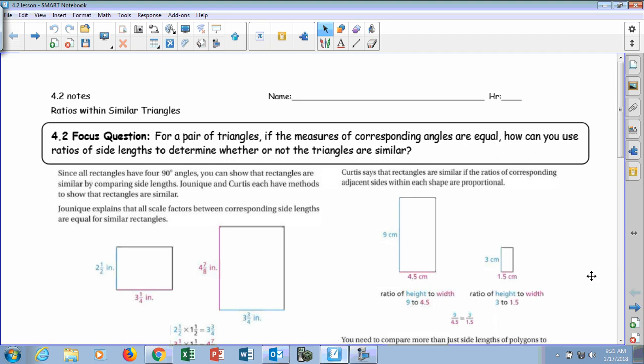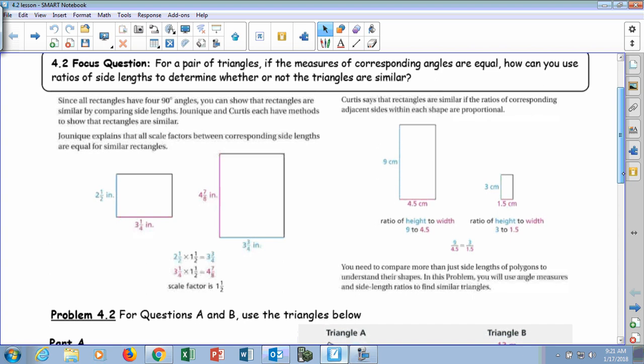So in 4.1, we learned about ratios with rectangles. Well, today we're going to take that up a notch because we're going to deal with ratios with similar triangles. So our focus is: for a pair of triangles, if the measures of corresponding angles are equal, how can you use ratios of side lengths to determine whether or not the triangles are similar? Okay, so that's what our focus is today.